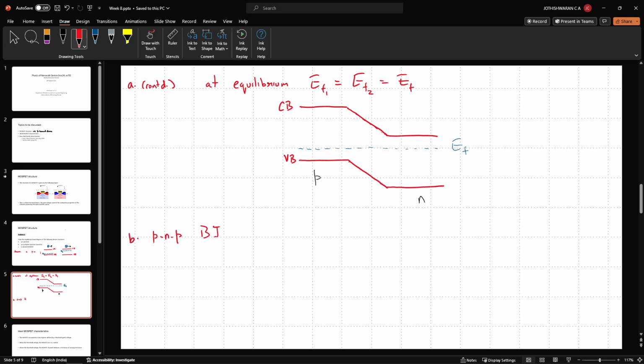In this case, at equilibrium again, the three Fermi levels should all be aligned. So this is going to be EF, and we have P and P. The structure will look something like this.